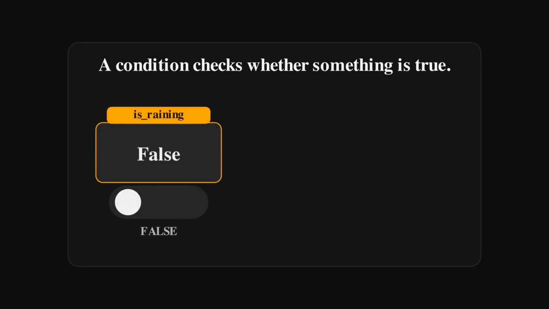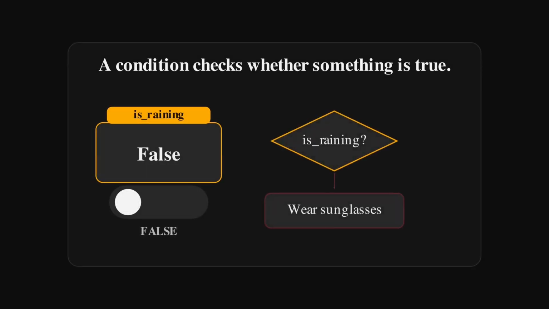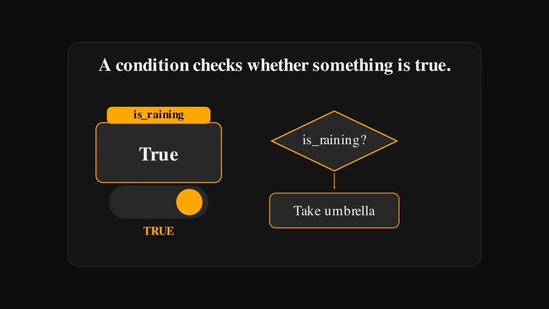If is raining is false, the program chooses the sunglasses path. If is raining becomes true, the program chooses the umbrella path. So the Boolean value controls what the program does next.